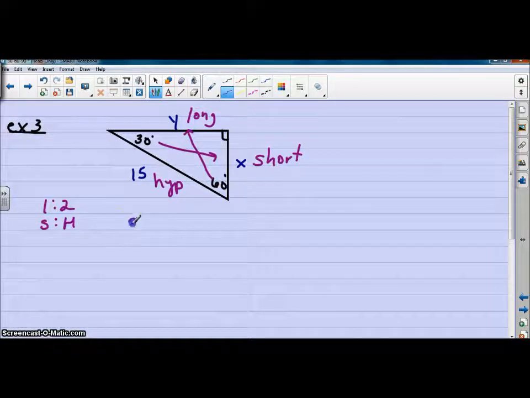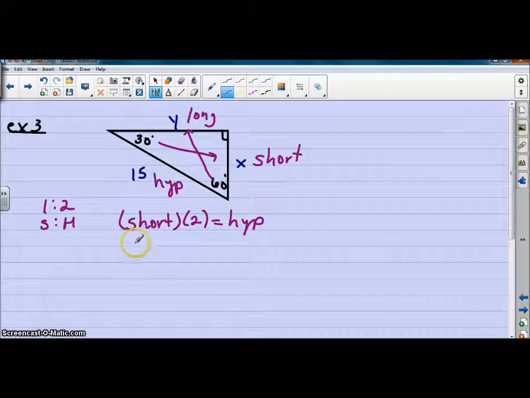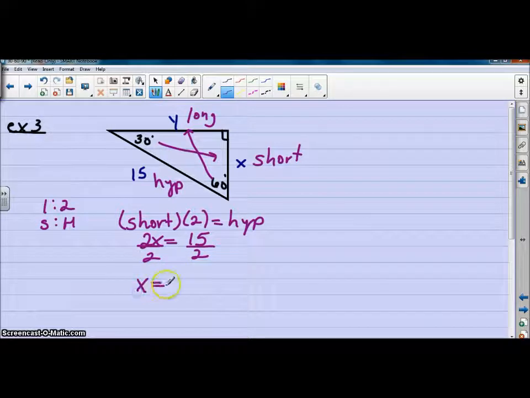The formula says short times 2 equal hypotenuse. Basically, that means if I take my hypotenuse and divide by 2, I'm going to have my short leg. So I'm going to fill in my information. The short leg is x, so I have 2x equal 15. I divide by 2. I'm cutting the hypotenuse in half. X is 15 halves. Leave it as a fraction. Do not turn it to a decimal.